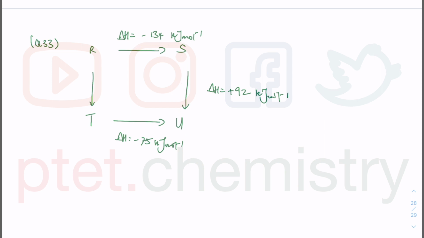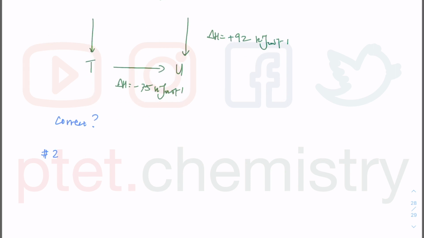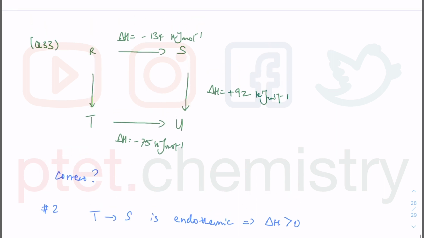So you could go this path or you could go this path, and the enthalpy change should be the same. You're looking for which statements are correct. Let me check number 2 first. It says T to S is endothermic. Is that correct or not? Endothermic means delta H is greater than 0. So for T to S, which values do I have? I have these and these. I could go this way. This is in the same direction, so minus 75. This is going the opposite direction, so it's minus bracket plus 92.